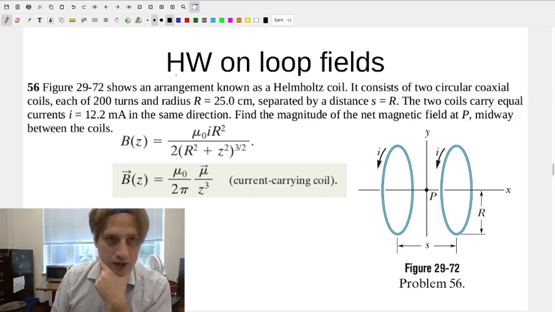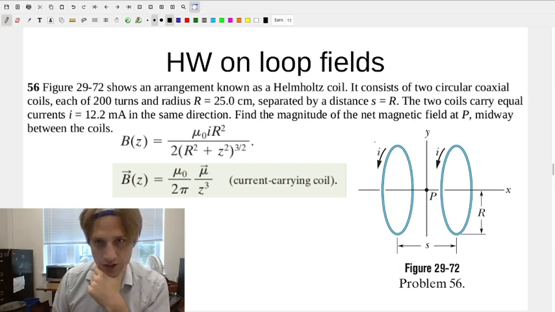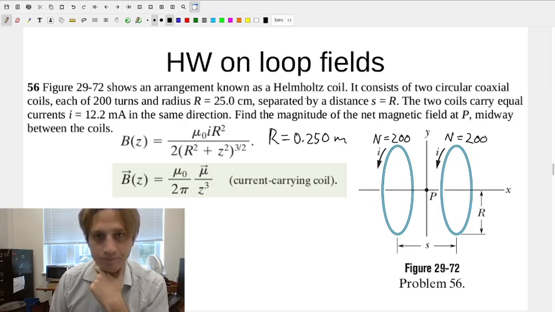It says we've got an arrangement known as a Helmholtz coil. It consists of 2 circular coaxial coils, each of 200 turns. So each one of these has N equals 200, and this one also has N equals 200, and a radius of 25 centimeters. So R equals 0.250 meters, separated by a distance of S equals R.